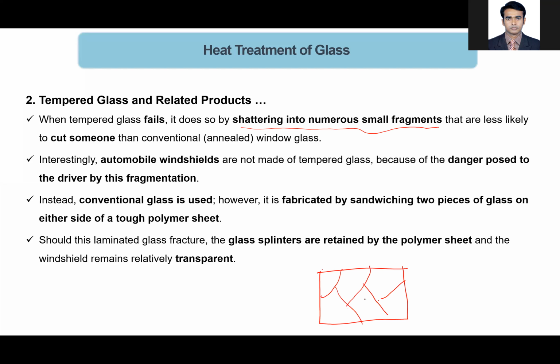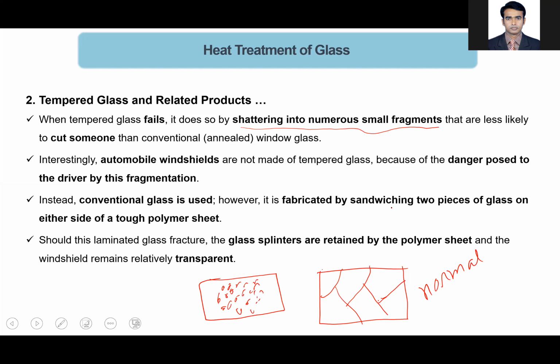Okay, chunks of glass will be produced. But these are most likely, sorry, this happens for the normal glass. For the normal glass, it becomes fragmented into different pieces. But when tempered glass is shattered, it produces very small grains of glass when it breaks.